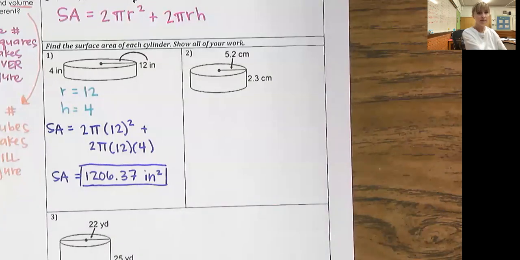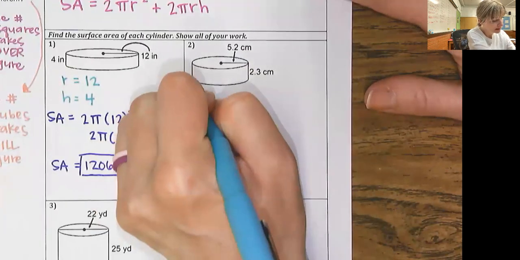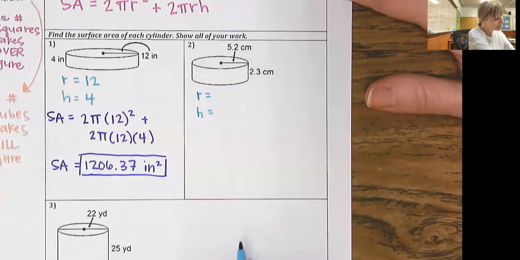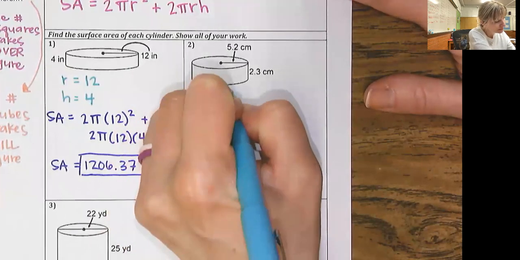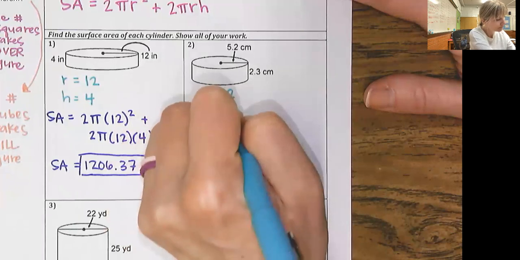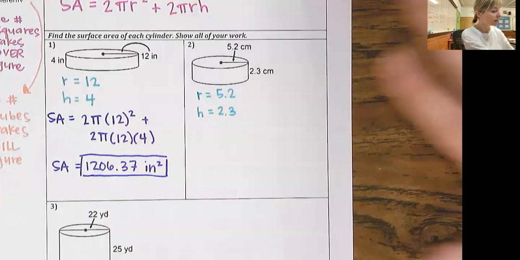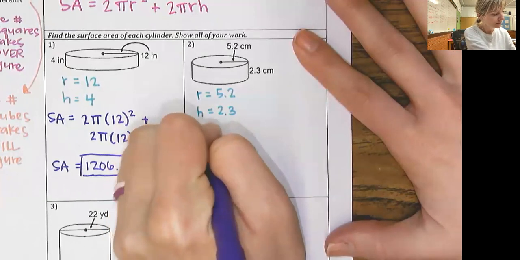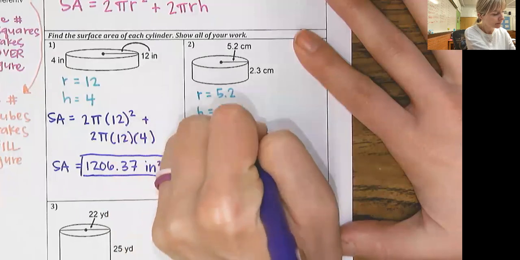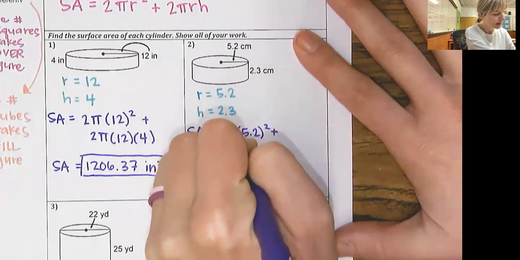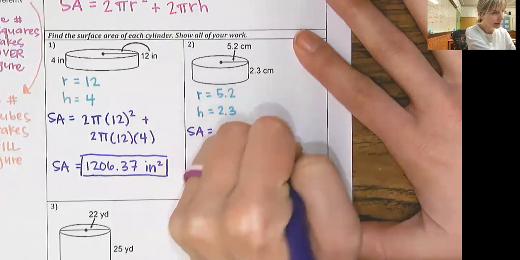All right, let's try it again. I only need r and h. That's it. That's all I need. Okay, what's the radius? 5.2. What's the height? 2.3. And it's right there in the picture. They're not capital letters, so I don't have to calculate them. They're just right there. So now I'm ready to go. Surface area is 2 pi r squared plus 2 pi r h.